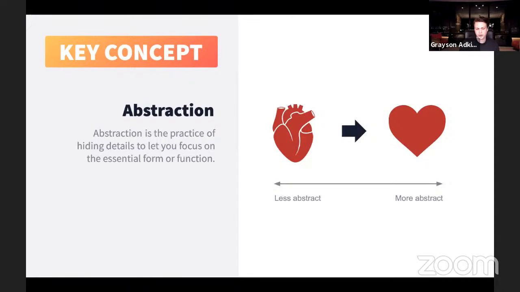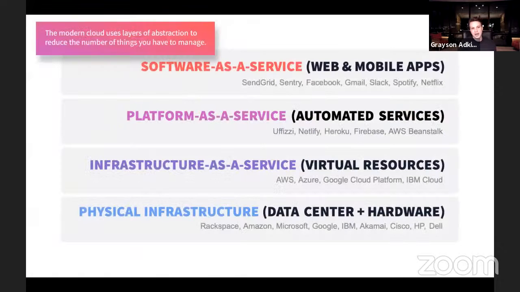I like to use this heart example. The heart on the left is a less abstract, more detailed version of the human heart. The one on the right is a more abstract, less detailed version. But effectively, they're the same thing, in that the more abstract one lets you focus on the essential form of the heart. And analogous to that is the way the modern cloud works.